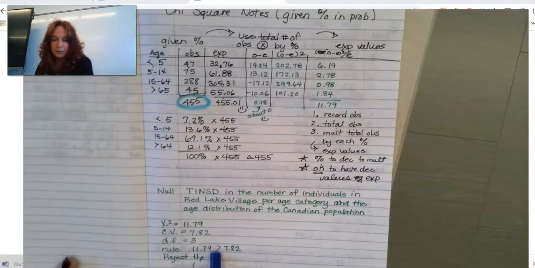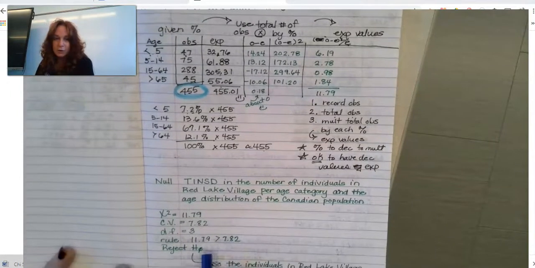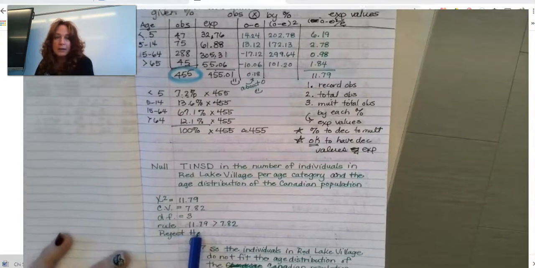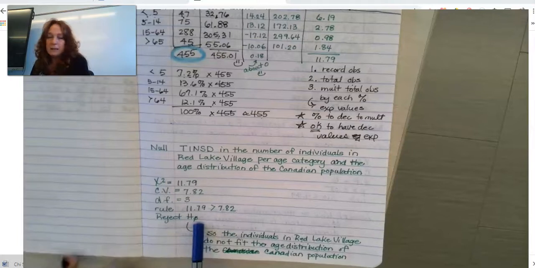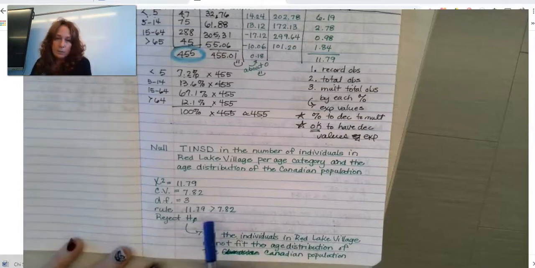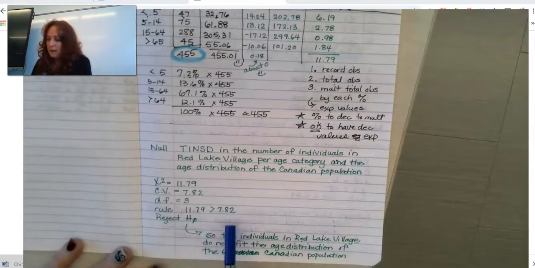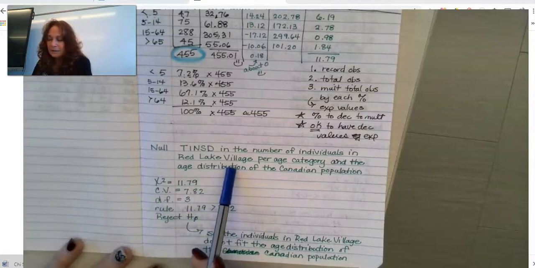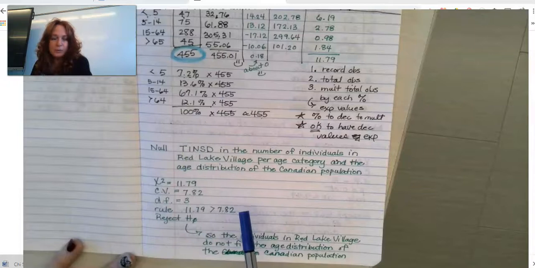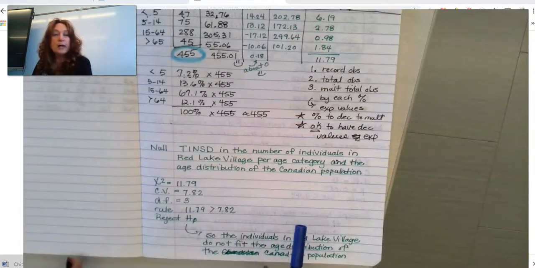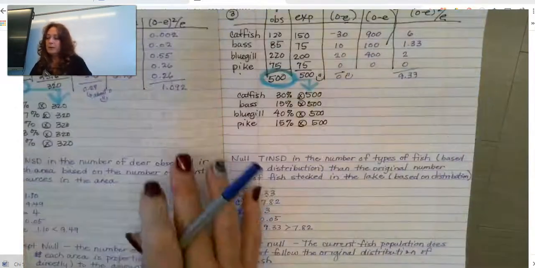11.79, when I write my rule, I go first, is larger than 7.82, so I'm going to reject the null. And so I need to write just a little summary about what that means so that I get a take-home message. It means that the people in that Red Lake village don't match up per age group with the Canadian population. They're not a good reflection of that. They're different.